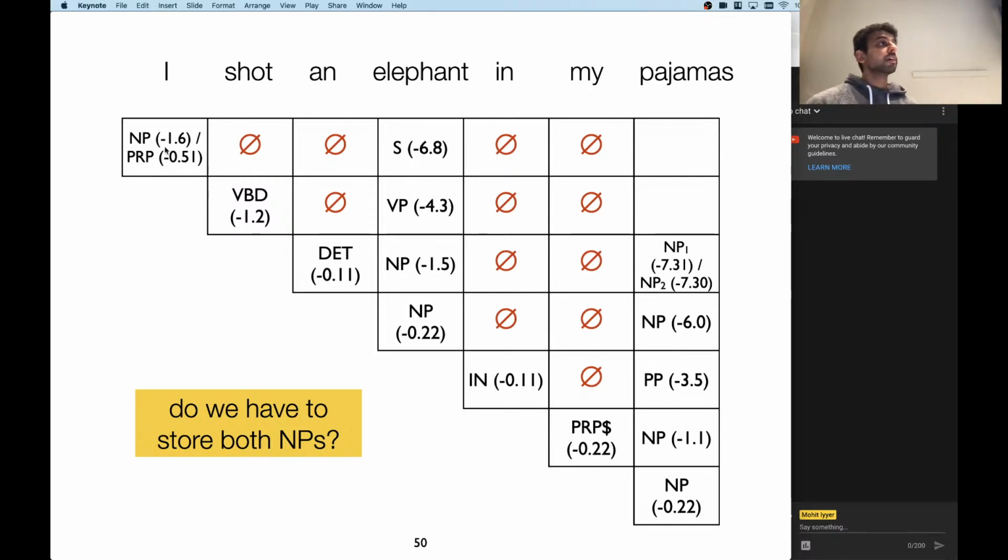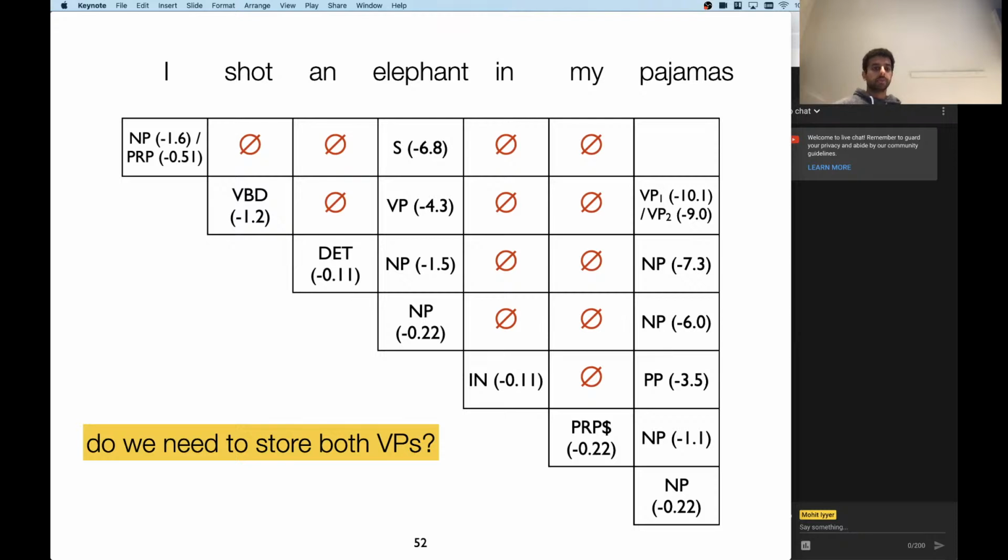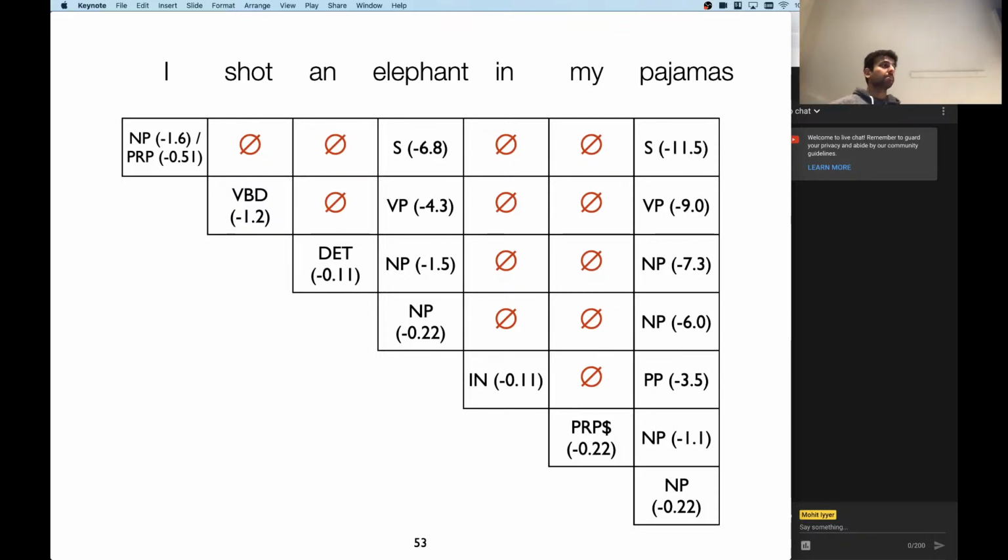Oh, here? Oh, yeah. So the question is referring to this cell. Here, okay, so again, when we get up here, we have two different ways of forming a VP. We have this past tense verb with this NP, or we have this VP with this NP over here. So again, we have the same non-terminal being formed two different ways, and we can compute the probability of both and keep the one that is more probable.